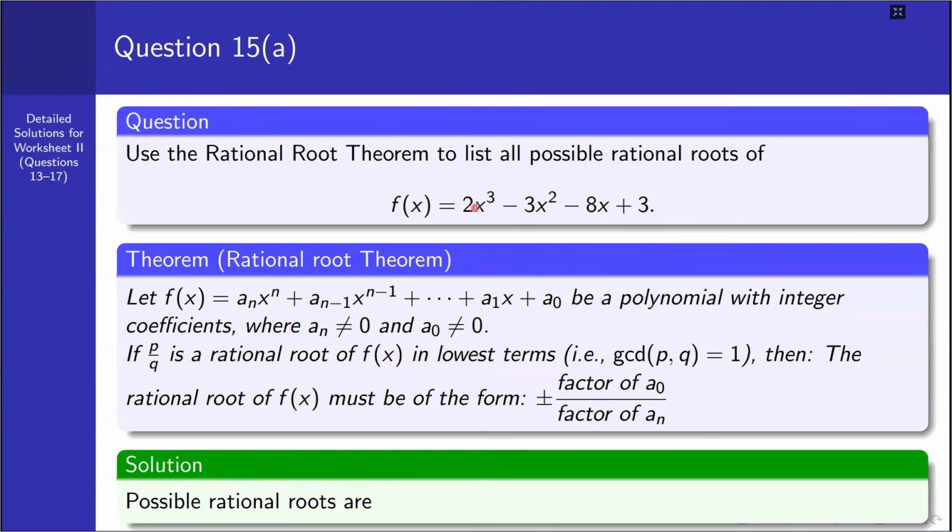Therefore the rational roots could be plus or minus 1, plus or minus 3, plus or minus 1 over 2, plus or minus 3 over 2, which is the combination of the factors of the constant term, which is 3, and the factors of the leading coefficient, which is 2.